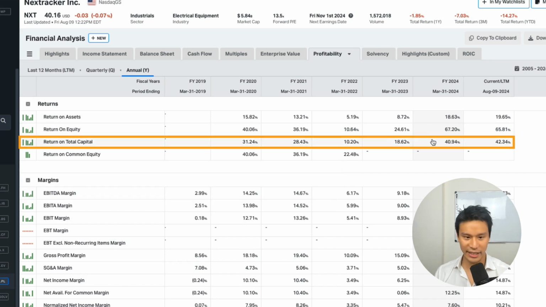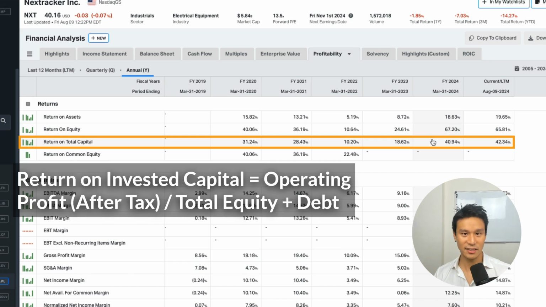Now, return on invested capital, that is the operating profit after tax. So that's before interest, because we're looking at all capital holders, but it's after paying tax. So it's the profits of the business before paying out interest as a percentage of total capital, so both the debt and the equity summed together.